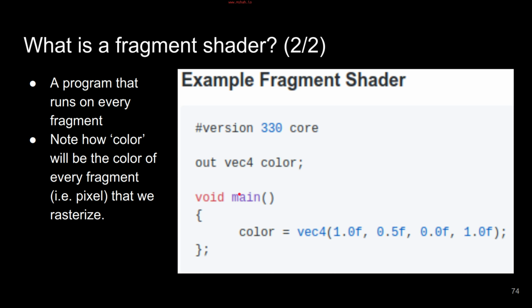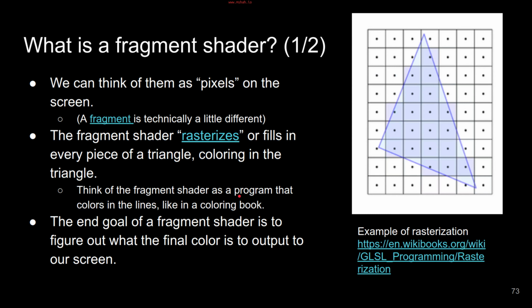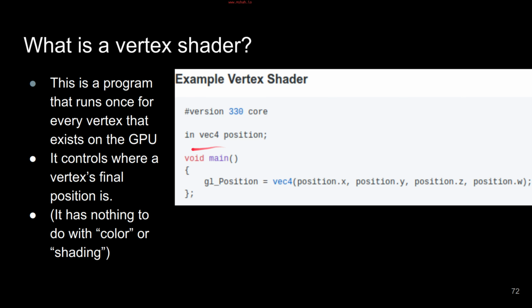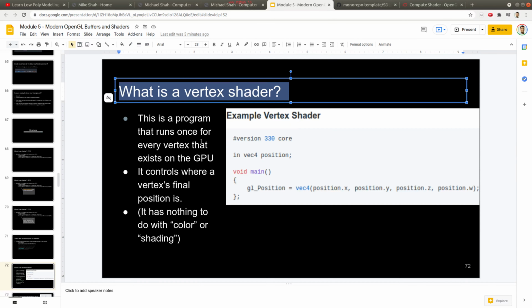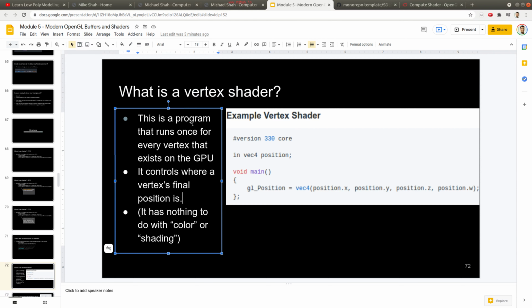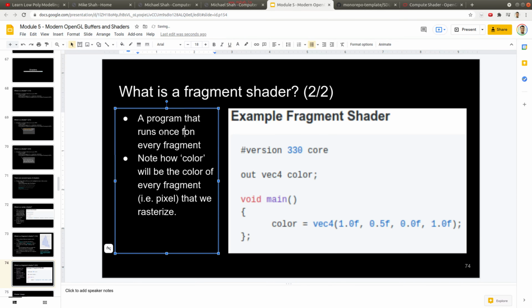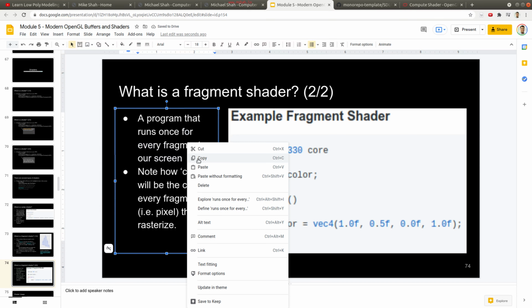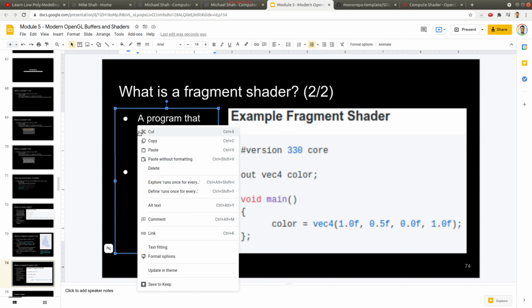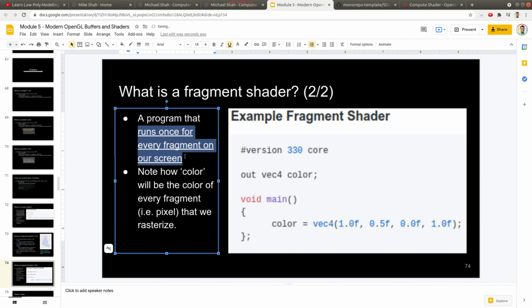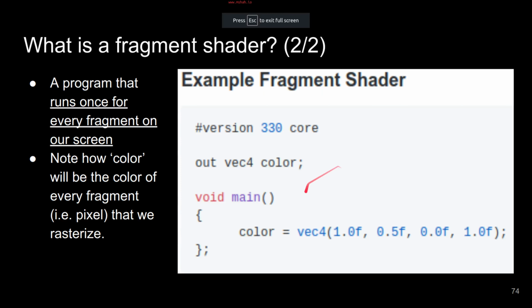Okay, so for each fragment this is running on, and maybe I should go back and specify a few things with our vertex shader. So just to be clear, it runs once for every vertex that exists on the GPU. So I want to make that same sort of highlight on our vertex shader. A program that runs once for every fragment on our screen. Okay, so that's kind of cool when we think about it. What this program is doing. So this program is going to run.